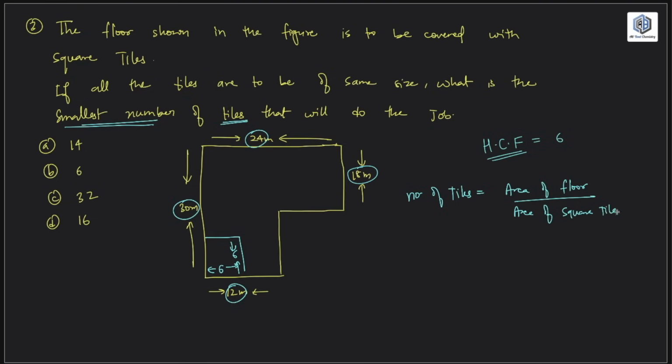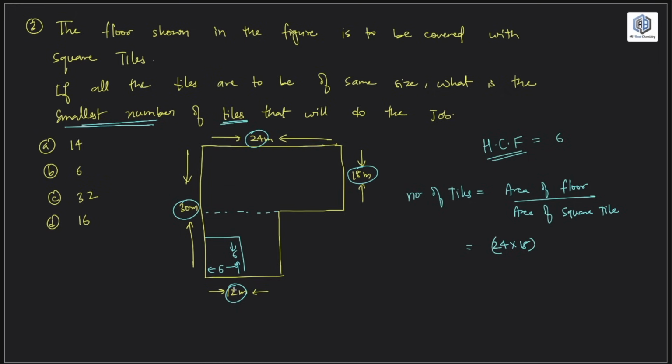Now for the area of floor, you can just join this up, and this is now becoming a rectangle and a square. So area of floor will be, this will be a rectangle, length is 24, width is 18, so area will be 24 into 18 for this particular part.